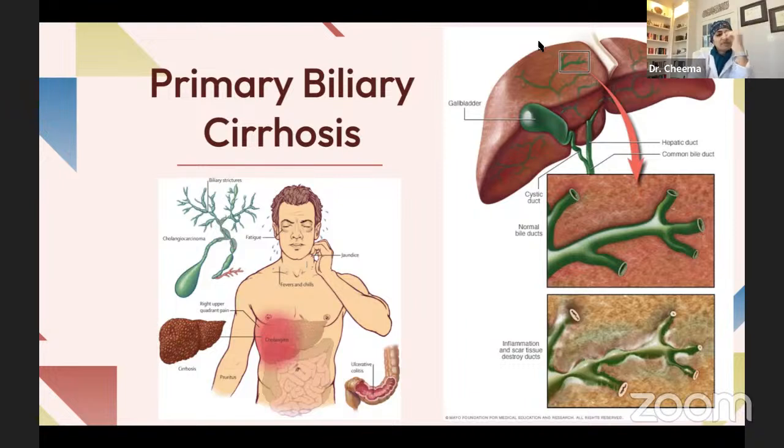The symptoms present with chronic fatigue and pruritus. These are the common initial complaints patients present with. On examination, the patient has hepatomegaly, meaning liver enlargement. It can be hepatosplenomegaly, meaning enlargement of both liver and spleen. Skin xanthomas and hyperpigmentation may also be present.